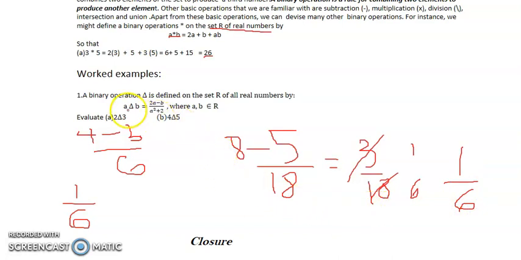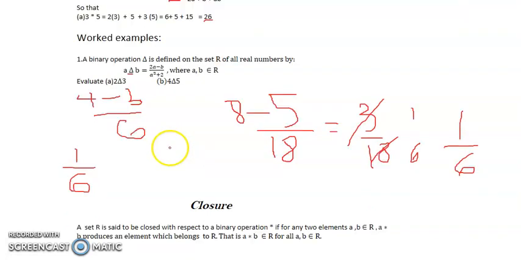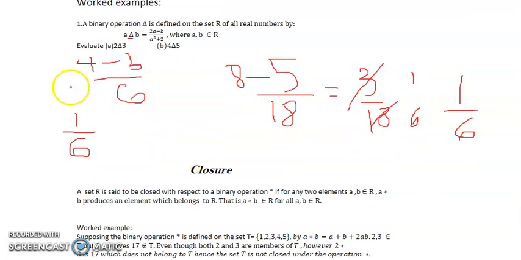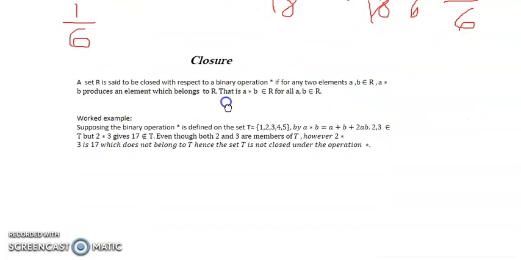So the binary operation delta combines two elements of the set of all real numbers according to the rule 2a minus b, all over a squared plus 2, and these are the answers that we get. Now let's look at another element of binary operations, that is closure.